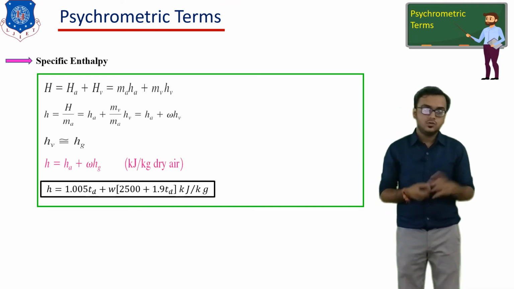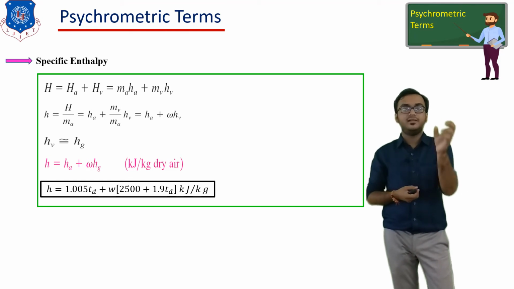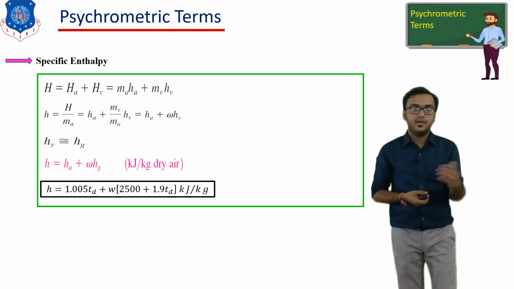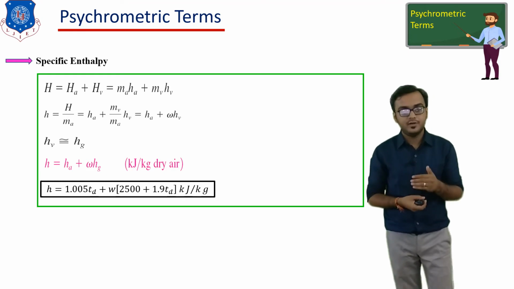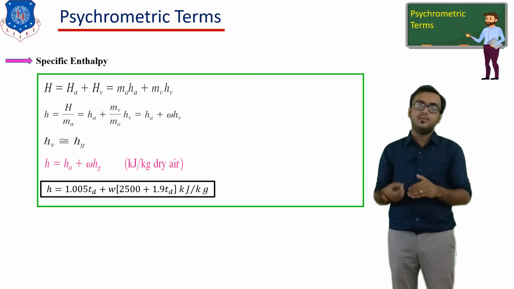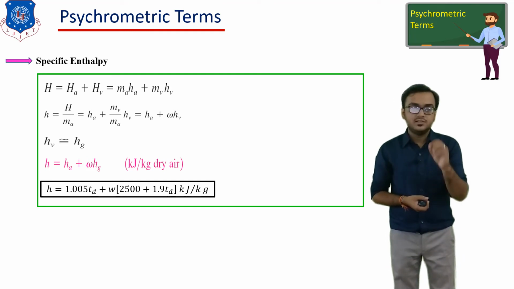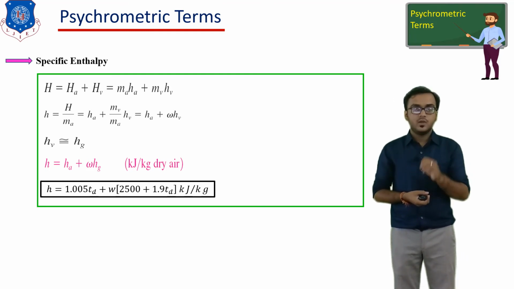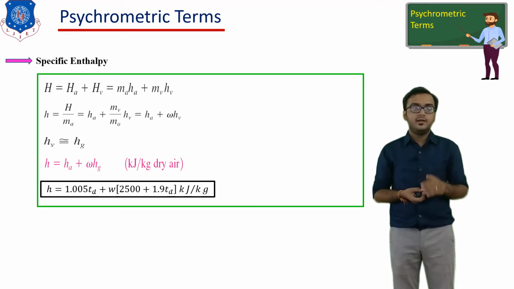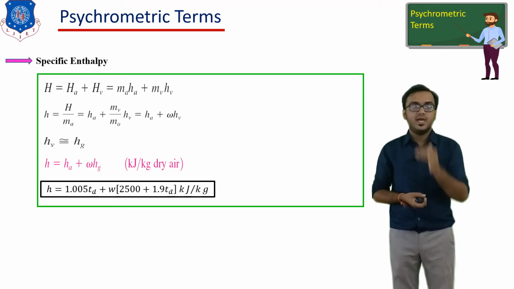Okay. Now the next one is specific enthalpy. So the enthalpy of air is equal to enthalpy of dry air plus enthalpy of water vapor. So capital H is equal to HA plus HV. HA stands for the enthalpy of dry air, HV stands for the enthalpy of water vapor. Okay, and total enthalpy we can write is nothing but the product of the specific enthalpy and the mass. So H is equal to MA HA plus MV HV. Okay, now divide by MA on this side. So you will get small h is equal to HA plus MV by MA HV.